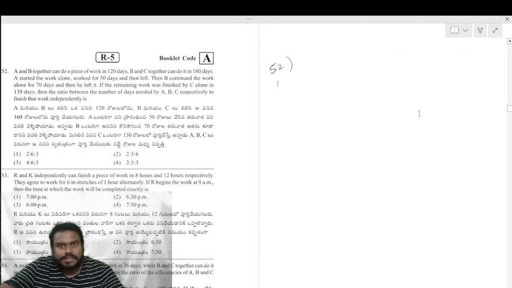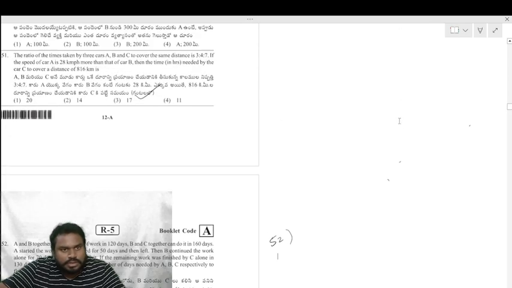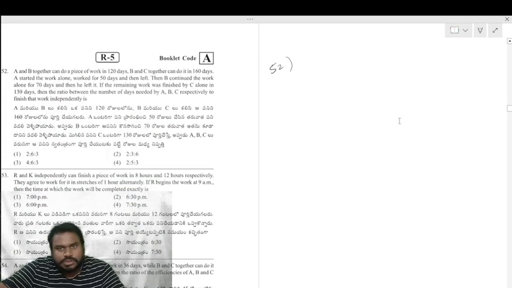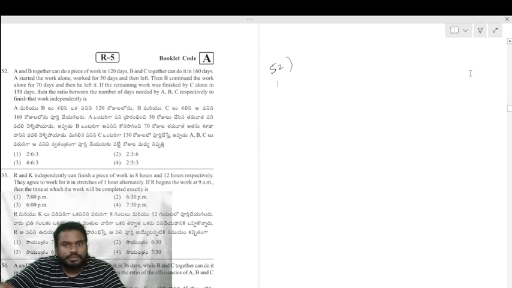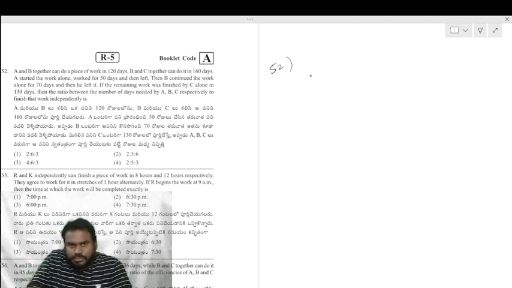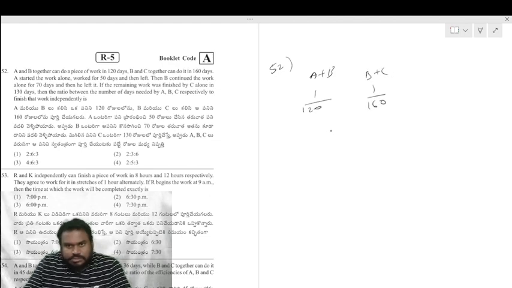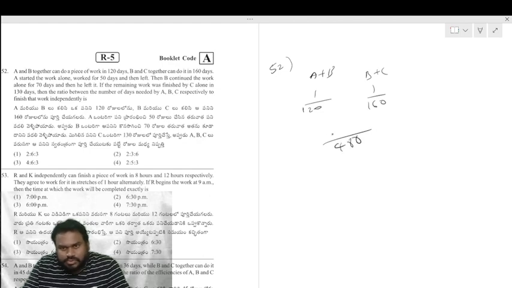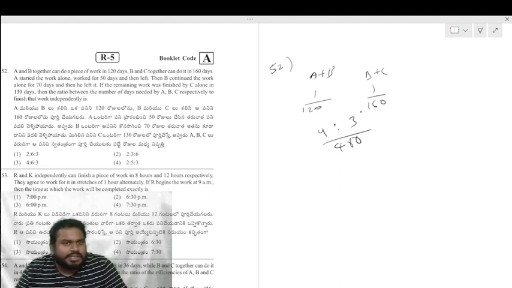The second question. A and B together can do a piece of work in 120 days. B and C together can do it in 160 days. A plus B is 120, B plus C is 160. The LCM of this is 480. So 4 and 3. Okay.